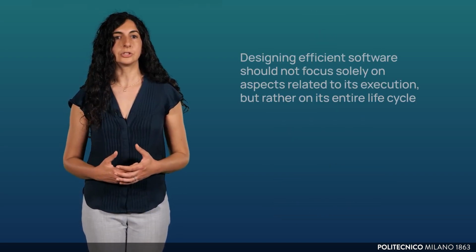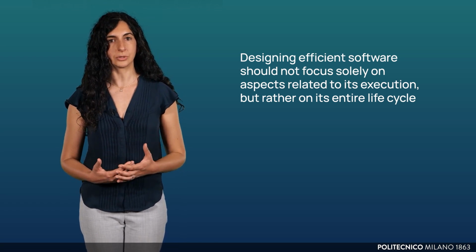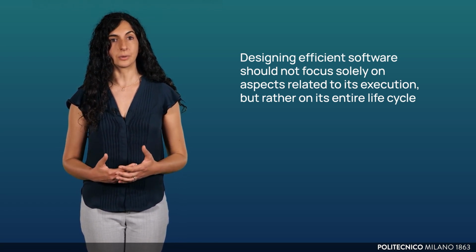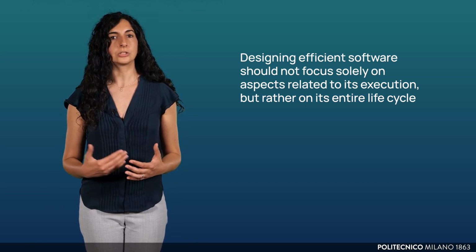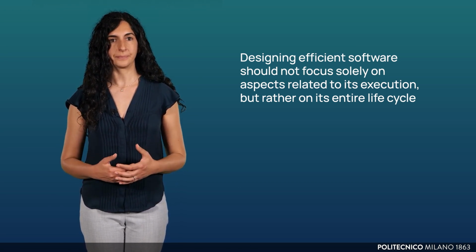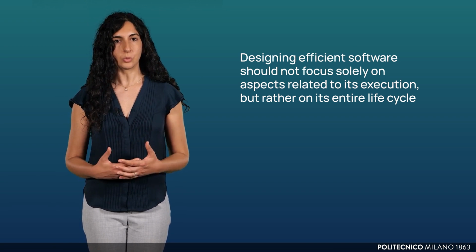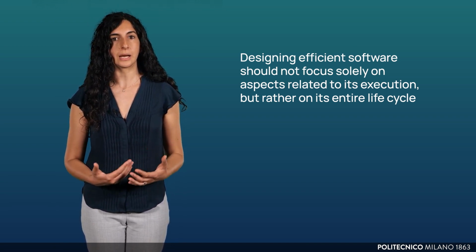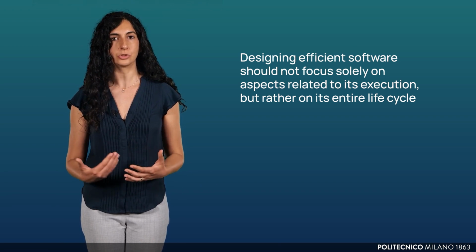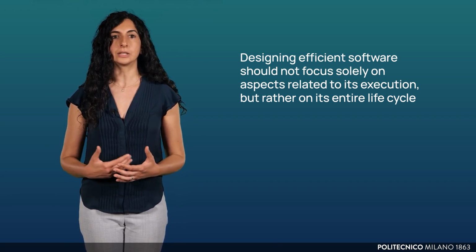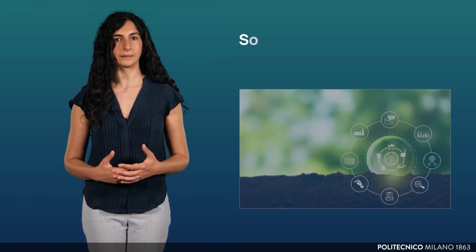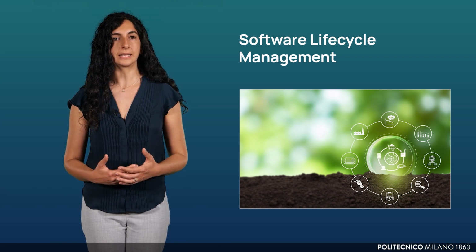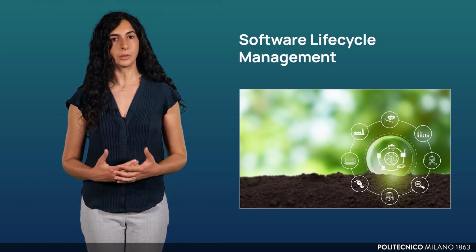However, designing efficient software should not focus solely on aspects related to its execution, but rather on its entire lifecycle. Sustainable software is also easy to update, monitor, and maintain. Excessive complexity, poor modularity, or lack of documentation can make maintenance more costly in terms of time and resources, with indirect impacts also from an energy perspective. Moreover, software that requires frequent updates can cause unnecessary cycles of compilation, testing, and release. Carefully designing the software lifecycle allows for waste reduction, extending the product's lifespan, and improving the overall efficiency of the development process.